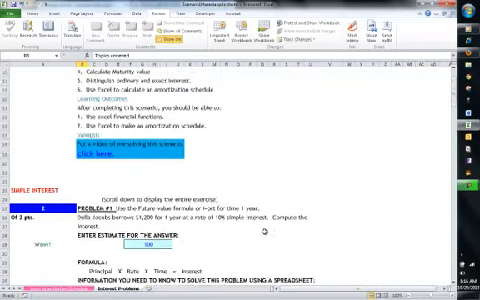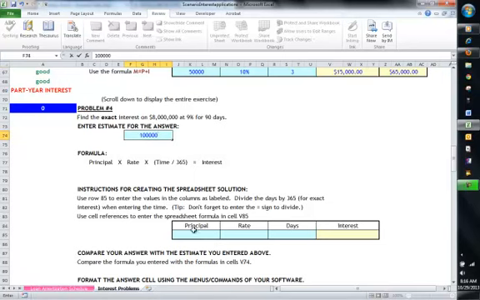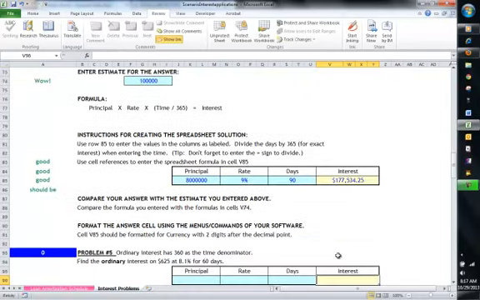$8 million, 9% for 90 days. Let's say about $100,000. Principal is $8 million. The rate is 0.09. 90 days. It says interest is the principal times the rate times the number of days divided by 365, because it says exact interest. Exact means that a year has 365 days.